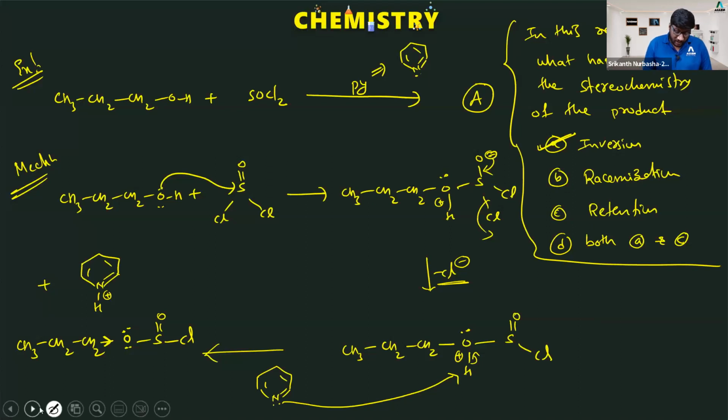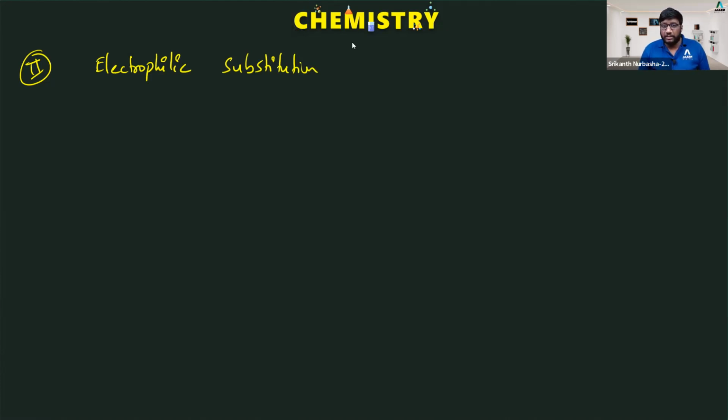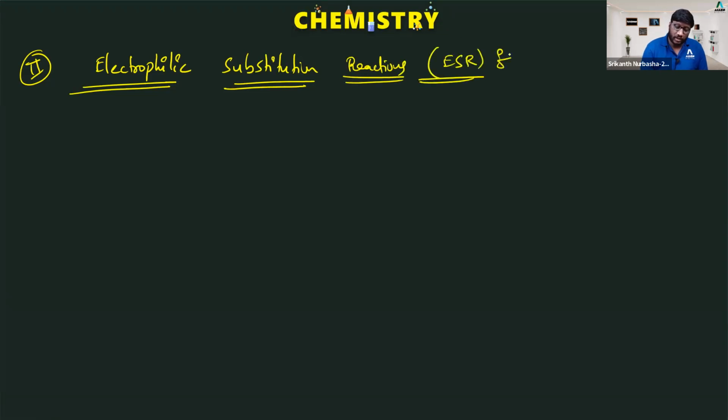After that, we can also discuss the next type of substitution: electrophilic substitution reactions. Addition reactions are of three types: electrophilic addition, nucleophilic addition, and free radical addition. Substitution is also of three types: electrophilic substitution, nucleophilic substitution, and free radical substitution. Nucleophilic substitution we have discussed: SN1, SN2, SNi. Electrophilic substitution we are going to discuss now. We can call this ESR, electrophilic substitution reactions.